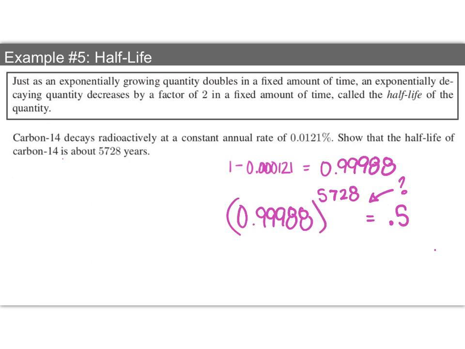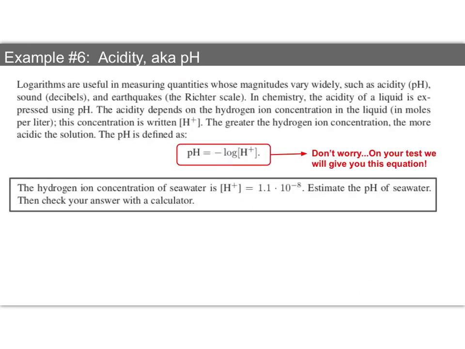So if we do this out, we get that 0.99988 to the 5,728th power is 0.500009. So very close to 0.5. So yes, that is in fact close to the half-life. All right, let's look at another example.